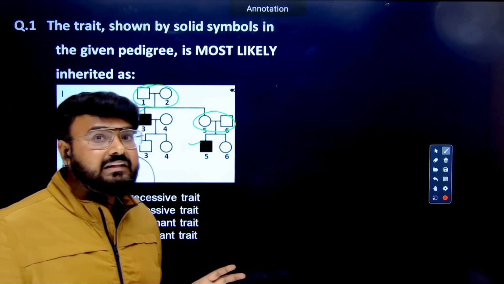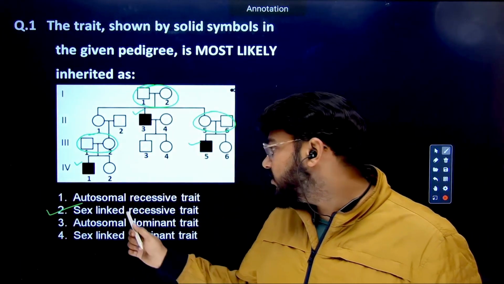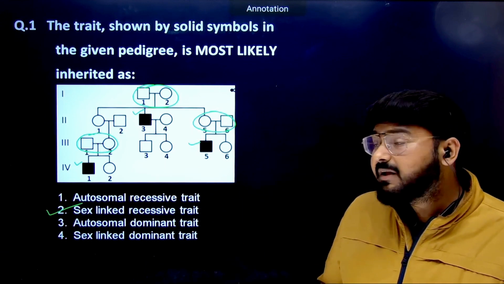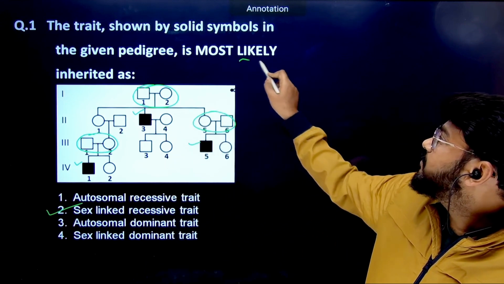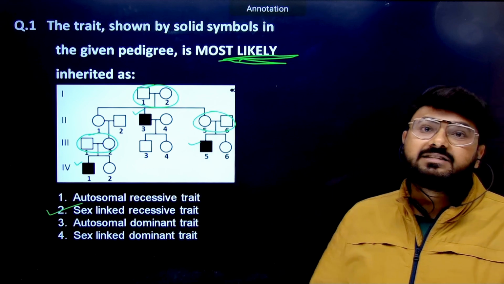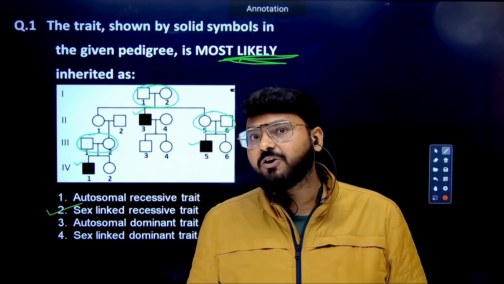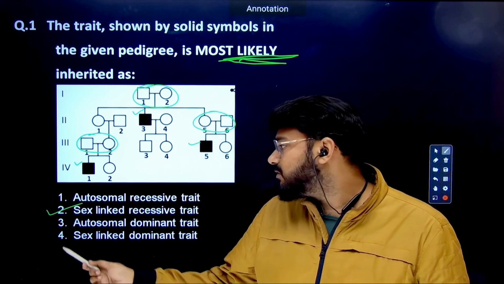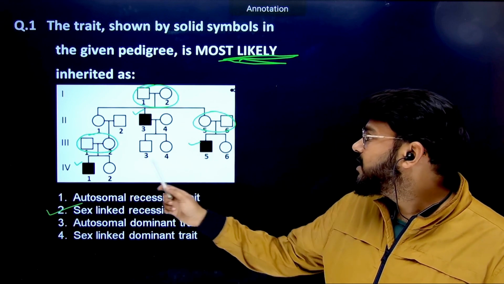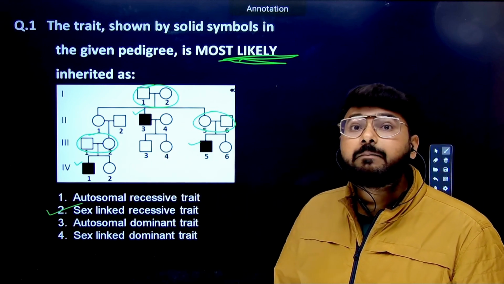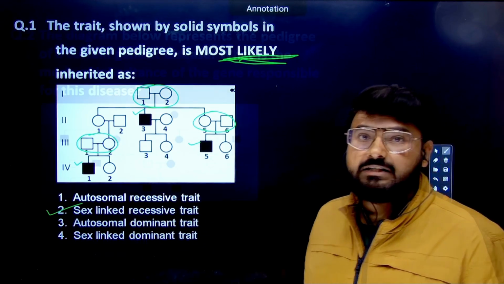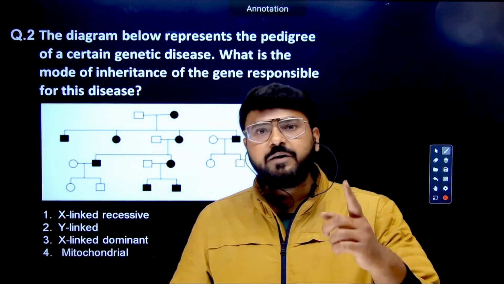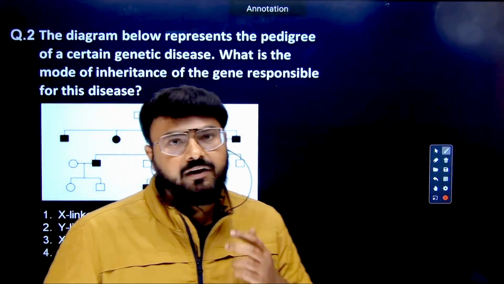I'm not denying that it could be autosomal recessive. It can be, but the question is asking what is most likely. In such a case, you have to select only one of the options. So with our theory, we will go with sex-linked recessive because we can see only and only the males are affected. So let's talk about one more question based on what we have learned.